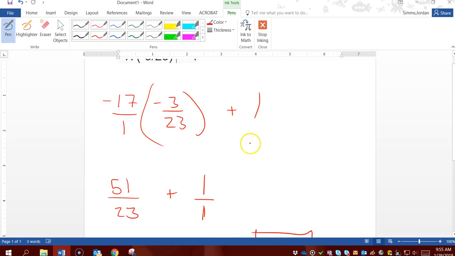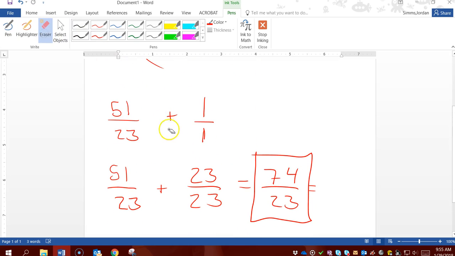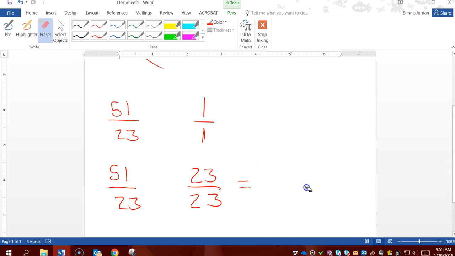Oh, it's plus minus 1. Sorry. Missed the negative. Never mind, I lied to you. So it's like minus 1. So 51 minus 23 is 28. So we got 28 over 23.